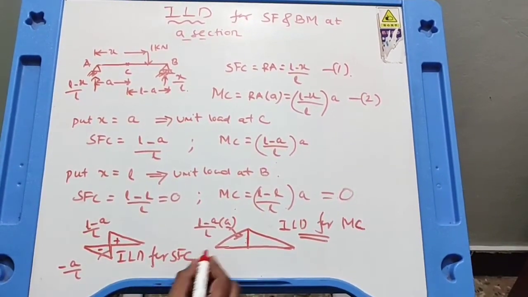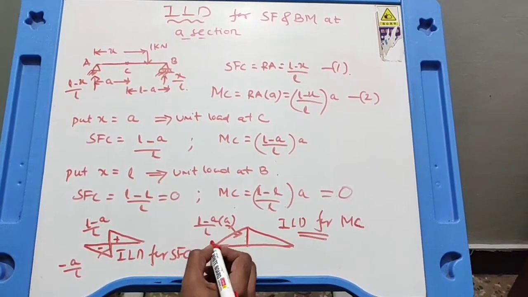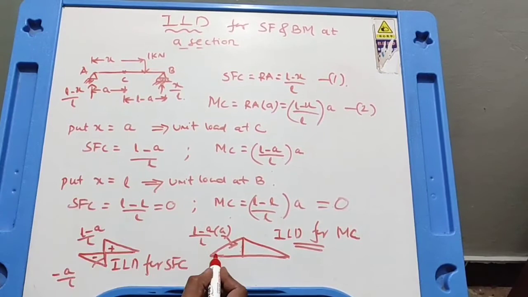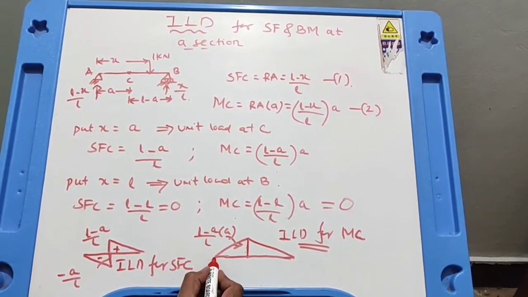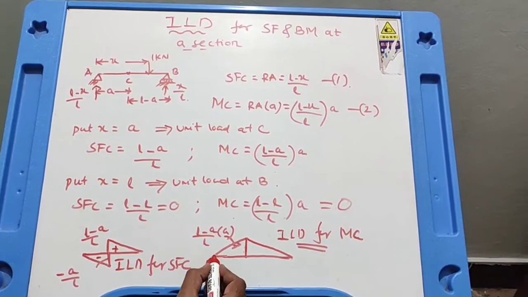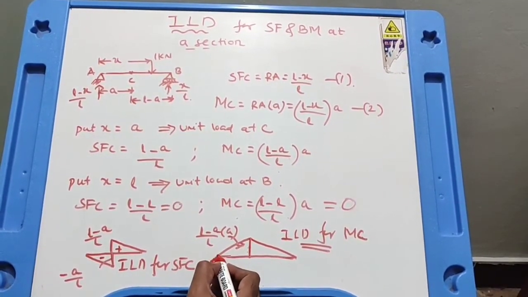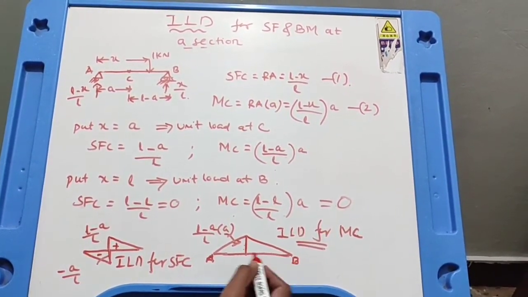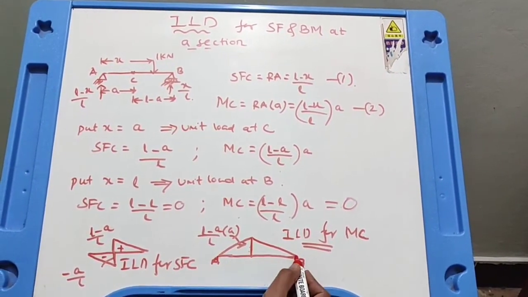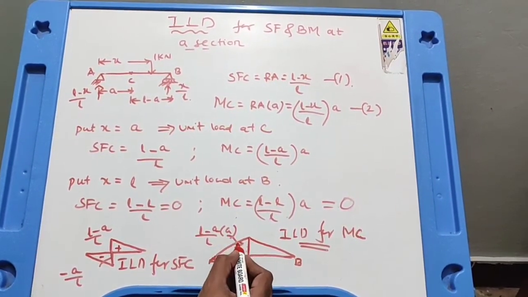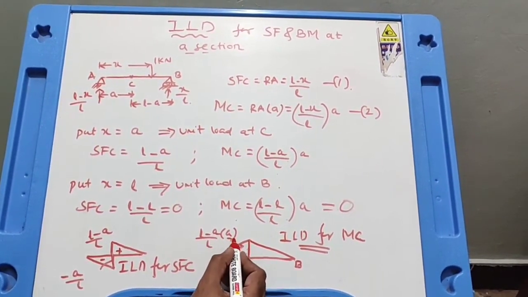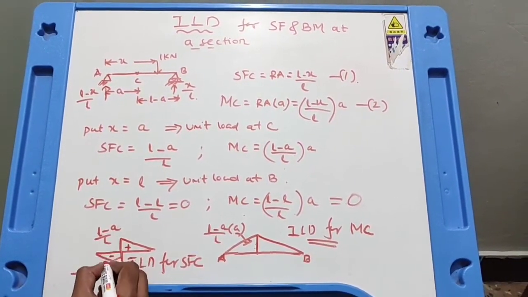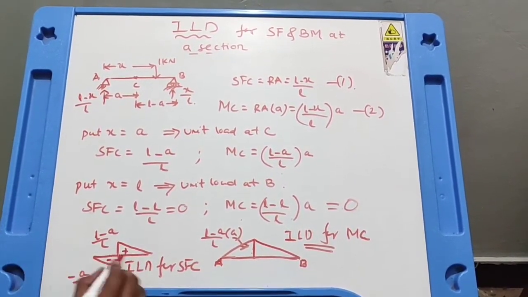Once again, how should this diagram be viewed? What is the meaning of this diagram? Each and every ordinate of this diagram is the bending moment at C, but for various positions of the unit load. That means when the unit load is at A, the bending moment at C is 0. When the unit load is at B, the bending moment at C is 0. When the unit load occupies C, the bending moment at C is (L minus a) upon L into a. Similarly, this diagram is the influence line diagram for shear force at C. That means each and every ordinate is the shear force at C, but for various positions of the unit load.